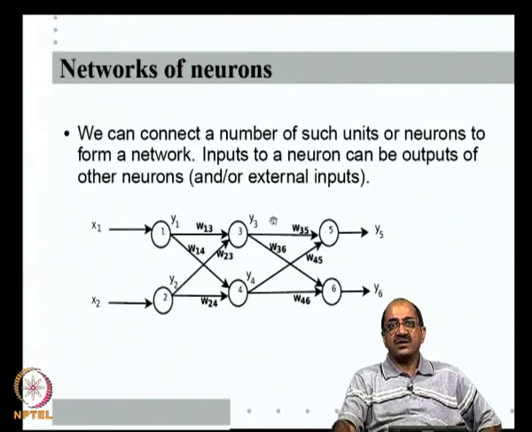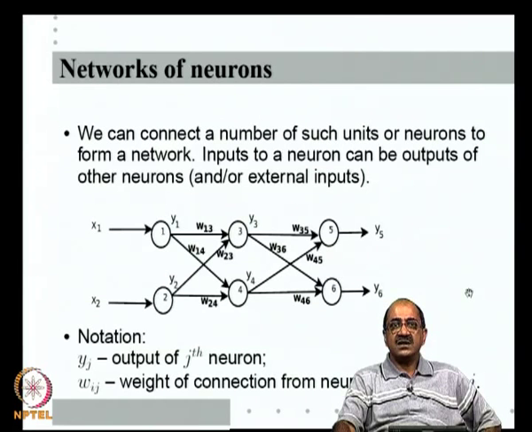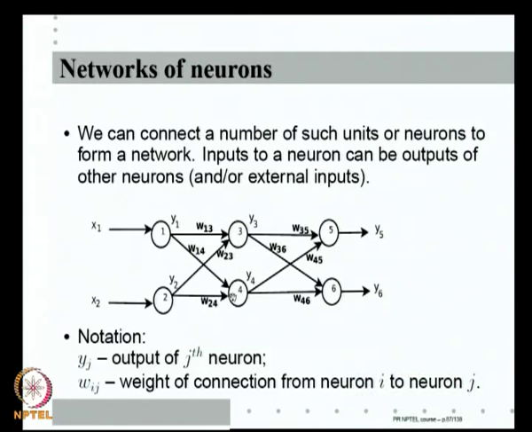So, if I take neuron 3, it takes inputs from neuron 1 and 2, calculates its output, call it y3, and that itself now forms inputs to neurons 5 and 6. Right. So, in this diagram the notation is y_j is the output of the jth neuron and w_ij is the weight of connection from neuron i to neuron j.